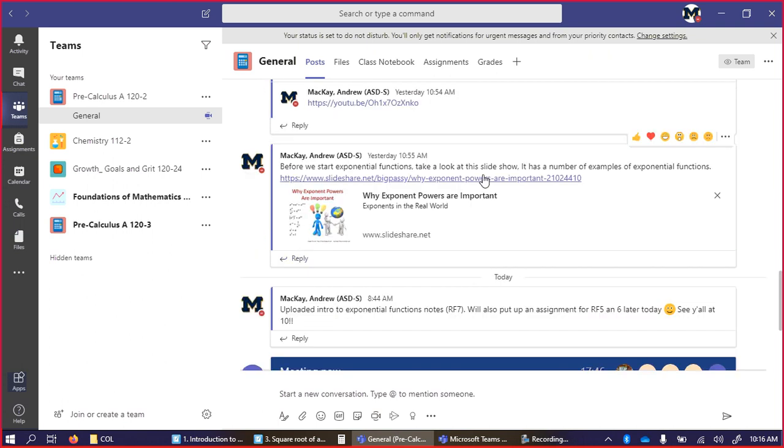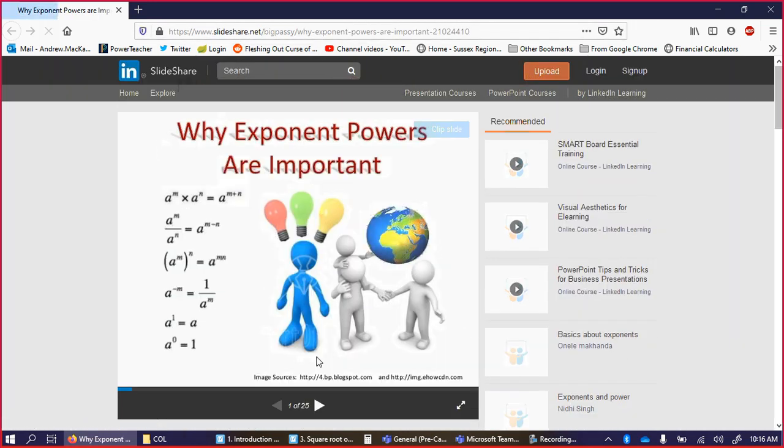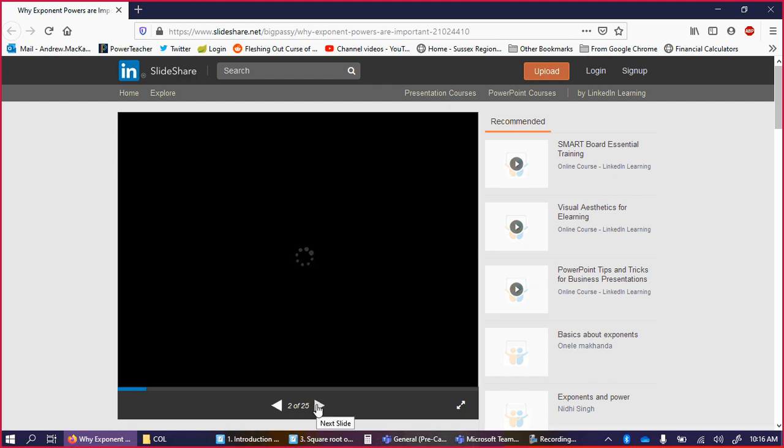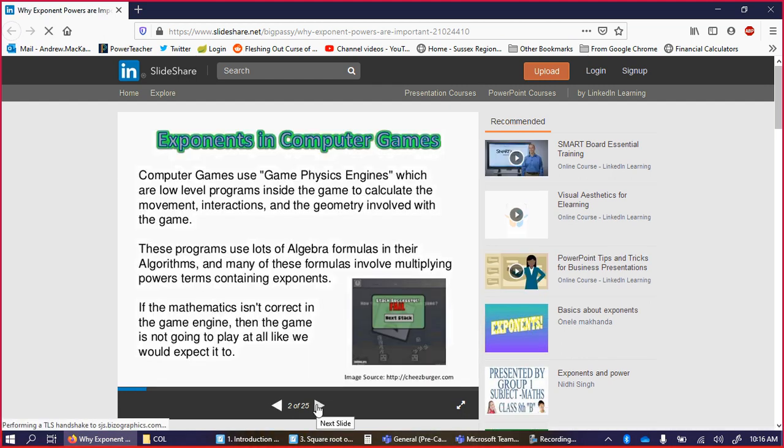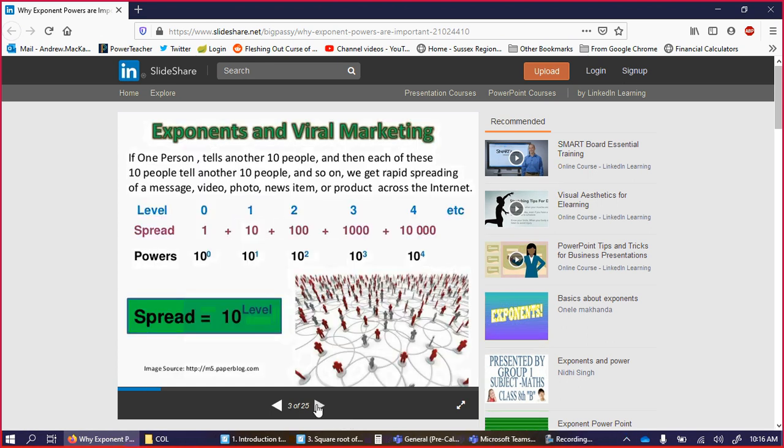This is a slideshow. I want to look at a couple of slides. You can take a look, it's about exponential functions. Hopefully it doesn't have sound. Oh, here we go. We'll talk about those laws of exponents here in a second. Exponents in computer games, not really worried about that. Viral marketing.